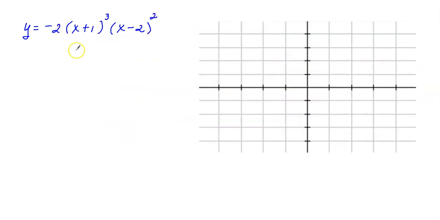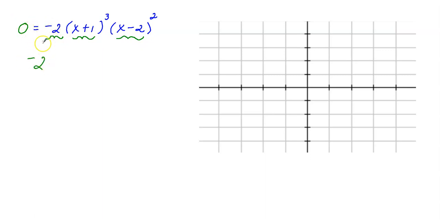Let's go ahead and sketch the graph of this. Do you remember the first step? Well, it's to find the x-intercept. So I'm going to change the y to 0. Right here, and I'll set each factor equal to 0, right? So I'll set this -2 equal to 0.